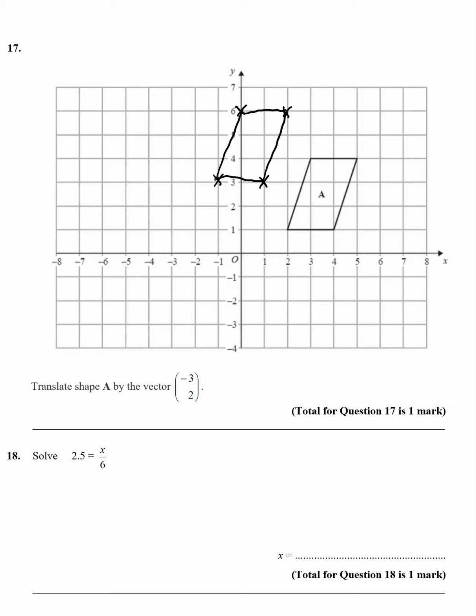Okay, number 18. So we need to solve what x is. Well, at the moment this is saying something divided by 6 is 2.5. So we do the opposite, inverse operation. We just need to do 2.5 times 6. Well, 2.5 times 6 is 15. So 15 divided by 6 gives you the 2.5. Okay, so next question.